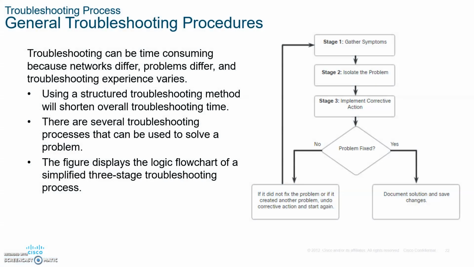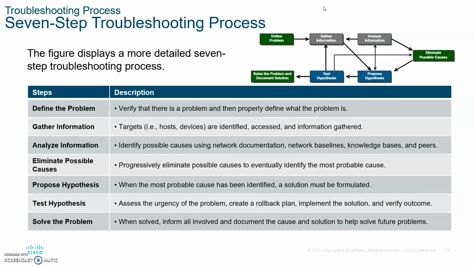All right, so this is a typical flow chart that you could follow. You gather information about what the problem is, and then you try to isolate the problem and implement and correct, and then if it's fixed, wonderful, you document it. If not, then you start all over again. But typically, there are steps that you can go. So there is a 7-step troubleshooting process that you should follow, right? And please take a snapshot of this.